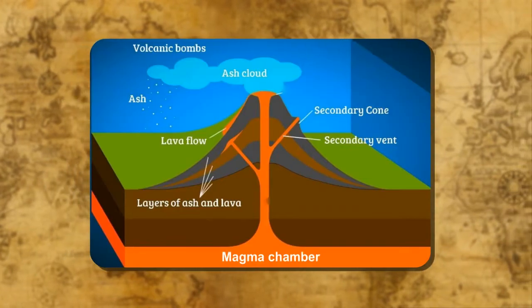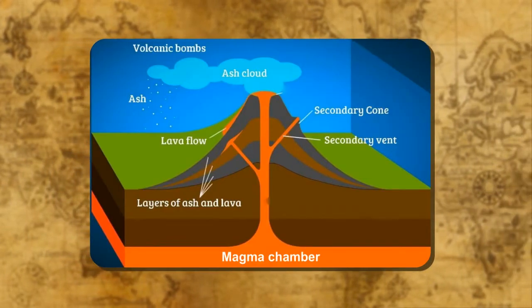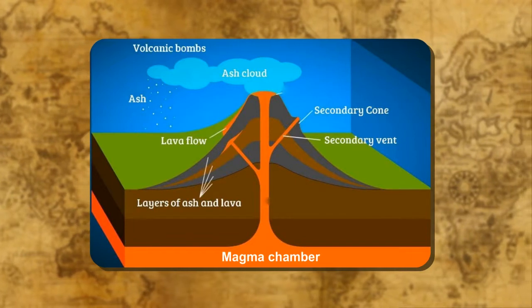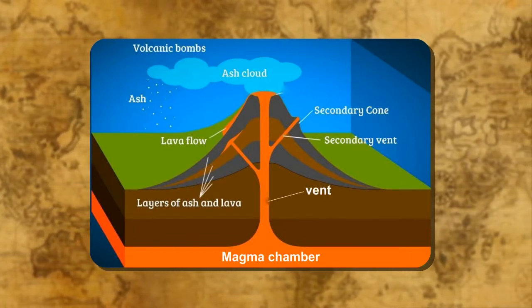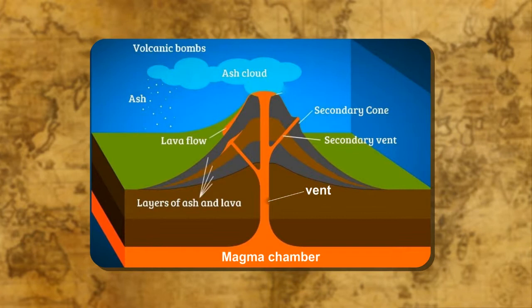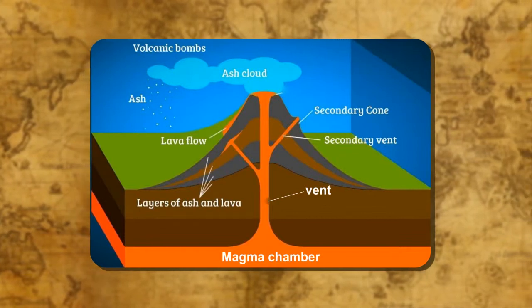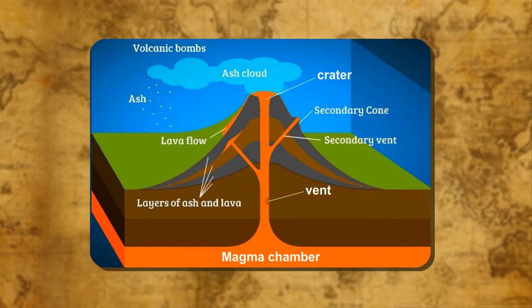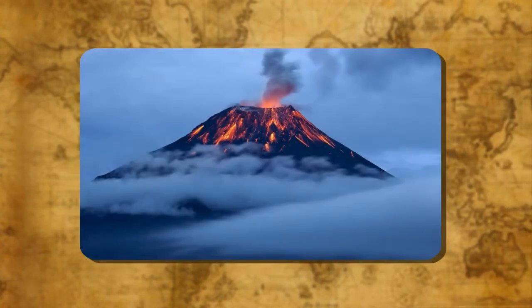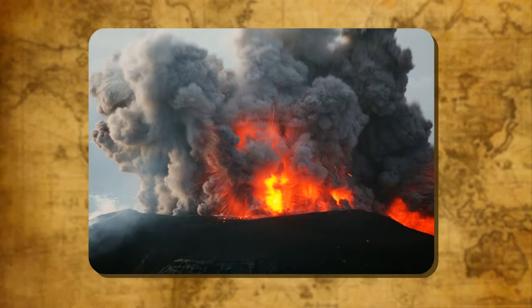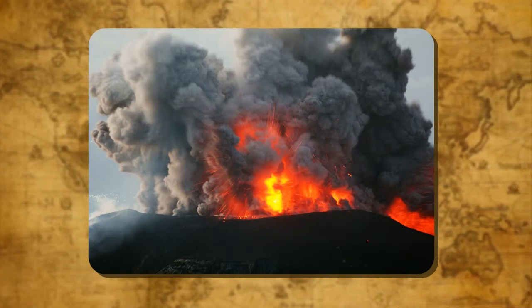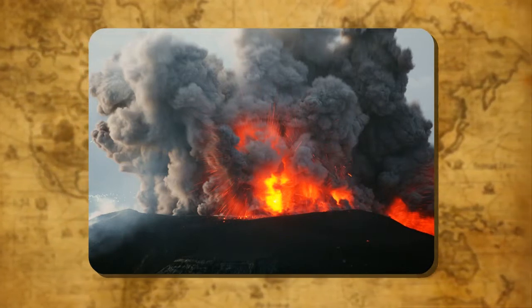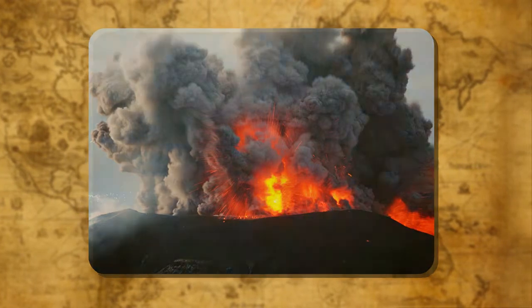The pool of magma which is located deep inside the Earth is called magma chamber. The neck through which lava comes out is called the volcanic vent. It is connected to the magma chamber. The opening at the top of the mountain is called the crater. Fujiyama in Japan and Vesuvius in Italy are important volcanoes. This natural activity is known as volcanism.